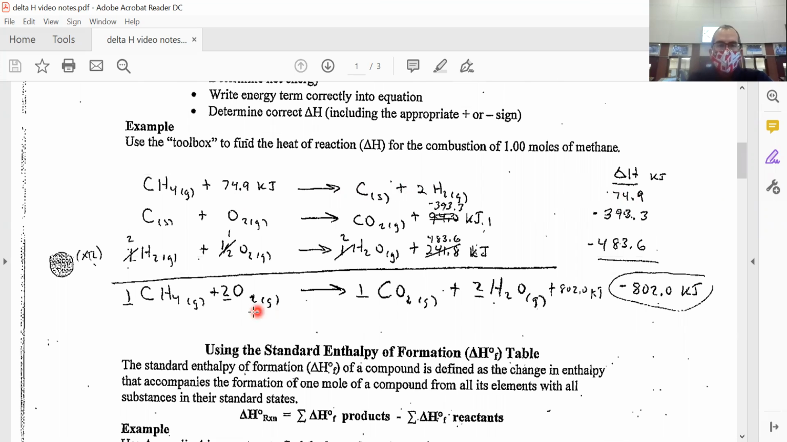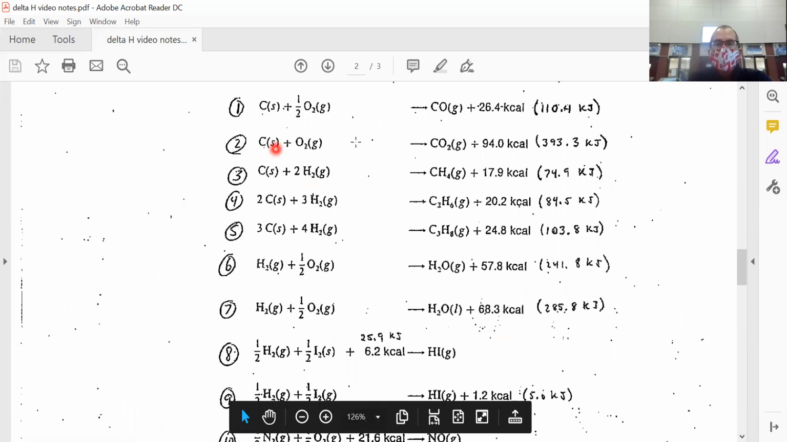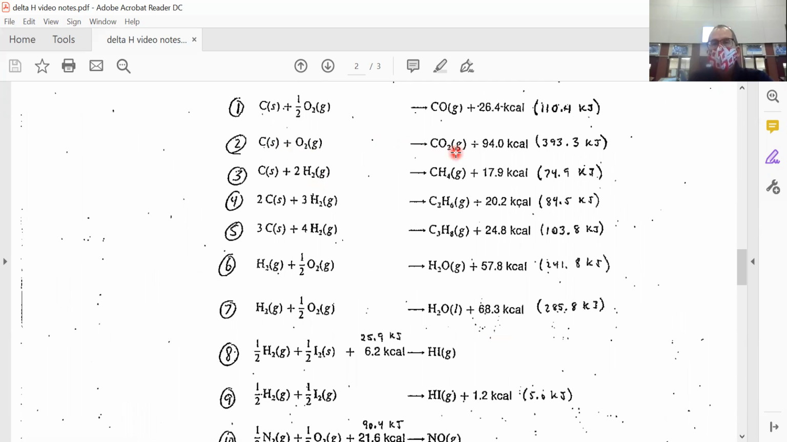Let's look at the next thing. I'm going to skip the elements. I'm going to think this might cancel out by itself. I'm going to go to the CO2, and I see CO2 in the second tool. I'm going to scroll down and look at the toolbox, and there's CO2. CO2 is on the product side. Carbon plus oxygen forming CO2 gives off 94 kcals, but again, we're doing it in kilojoules, so you get 393 kilojoules right there. So notice CO2 is on the product side.